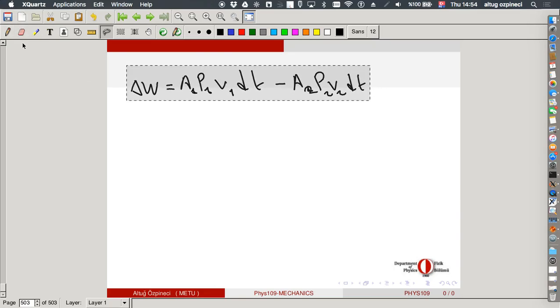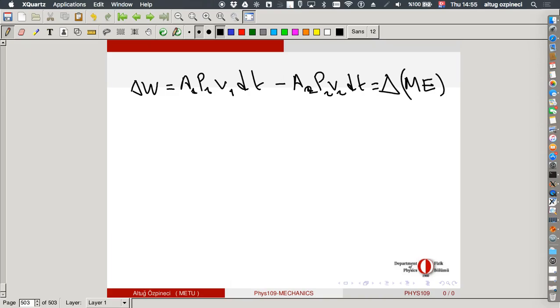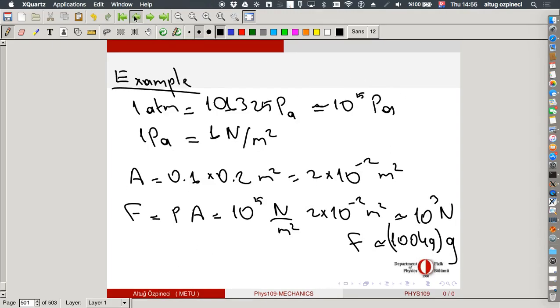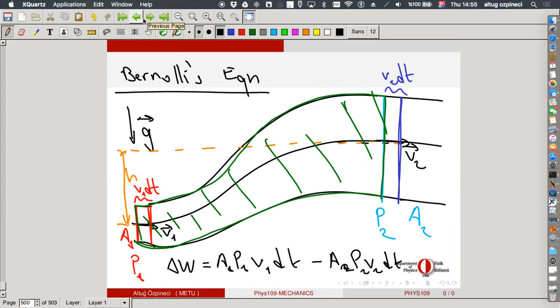So this is the total work done, which is equal to the change in the mechanical energy of the system. So this is the work done by the non-conservative forces, and the total work done by the non-conservative forces is equal to the change in the mechanical energy. Now, the change in the mechanical energy has two parts, the kinetic energy and the potential energy.